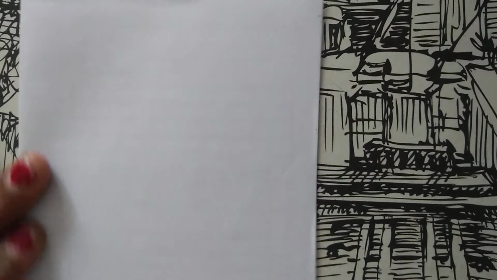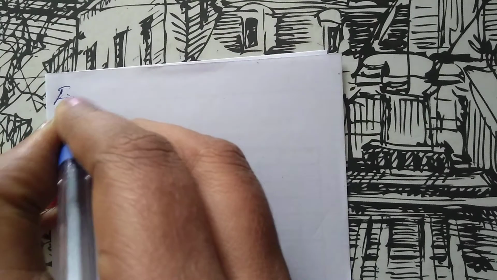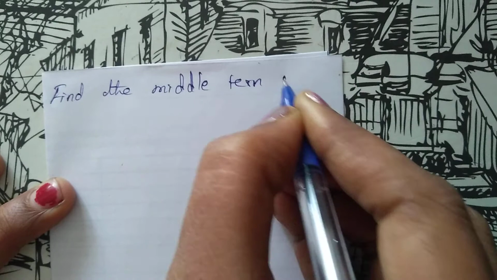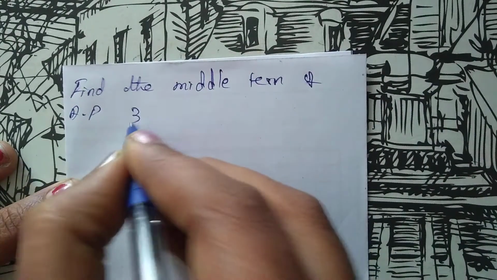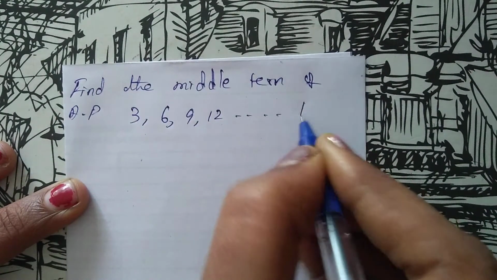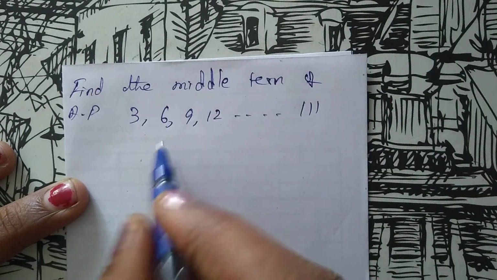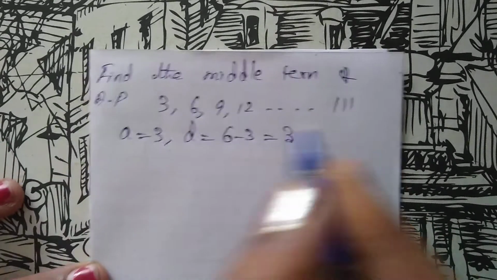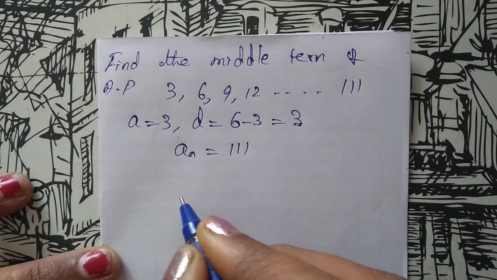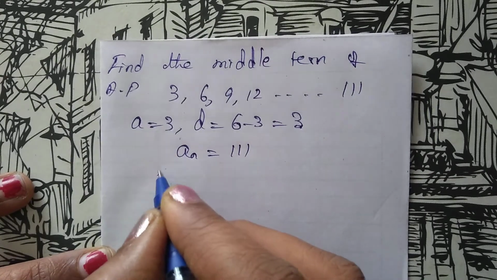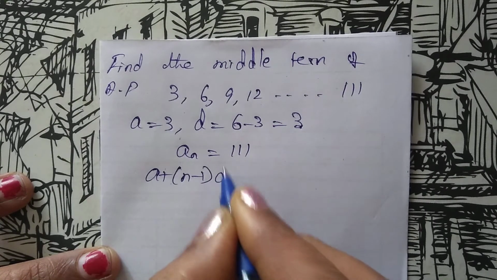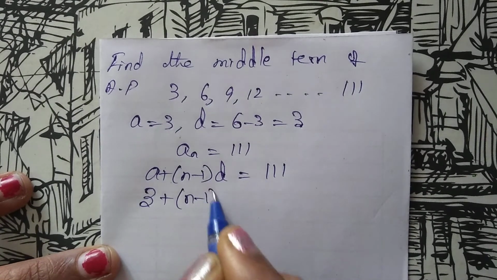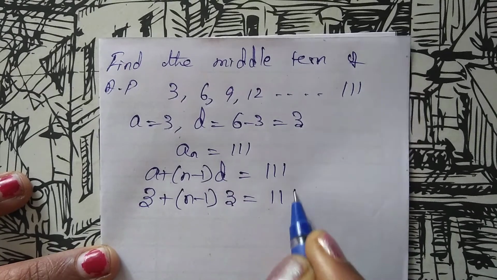Similarly, I will give you one more sum. Find the middle term of the AP 3, 6, 9, 12, etc. up to 111. So now in this, A is 3. Common difference is 6 minus 3, which is also 3. The last term An is 111. What is An? A plus n minus 1 into D is 111. A is 3, n we have to find, common difference also 3, and 111.